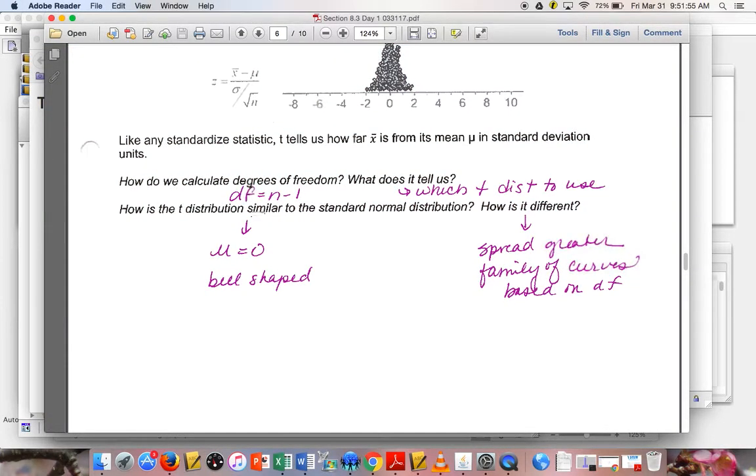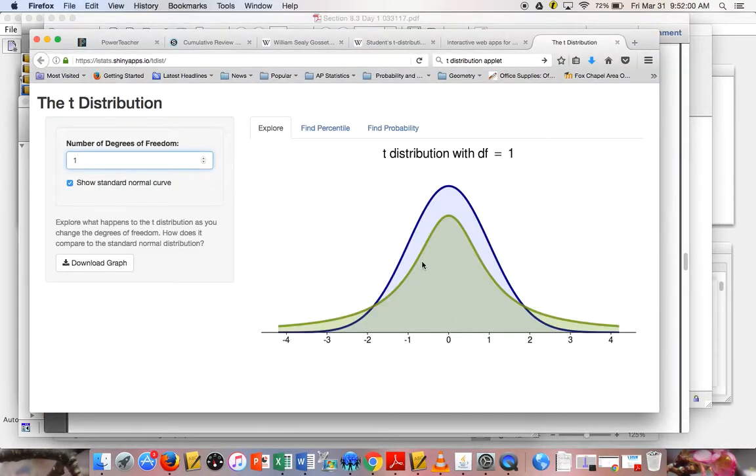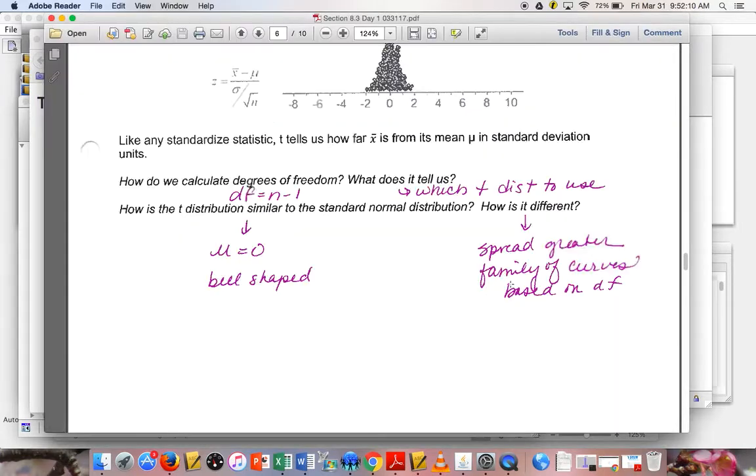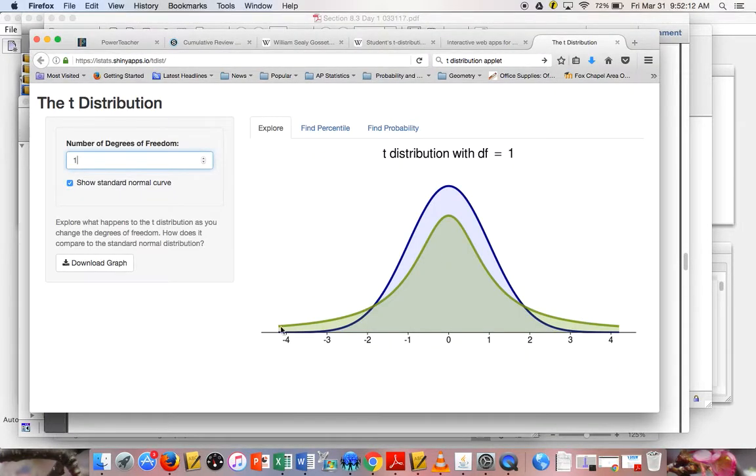All right, how's the t-distribution similar? Like I said, there's still a mean at 0, and they're both still bell-shaped. How it's different, the t-distribution is not just one curve. There's multiple curves. We say a family of curves. And the spread is definitely greater, or there's more area in the tails, okay?